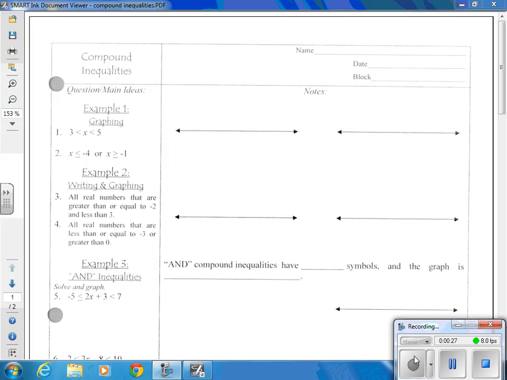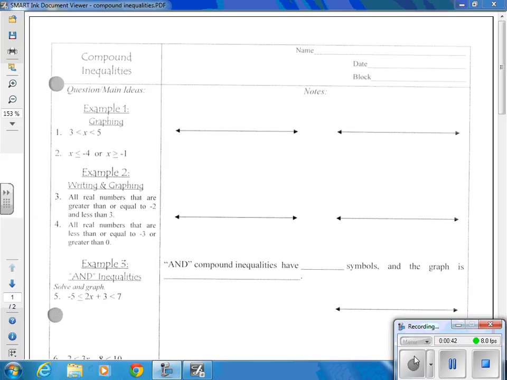So for the first examples, I am going to do both of these with you so that you can see the difference between the two types. For number one, this is what is known as an and inequality. You will never see the word and in there, but you know it's that way when the x or the variable is sandwiched in between two numbers.